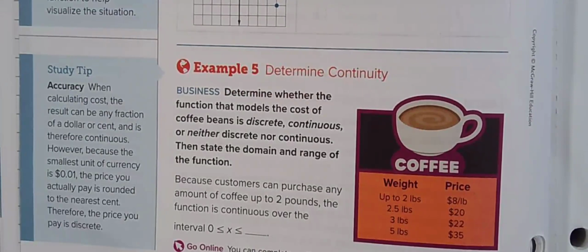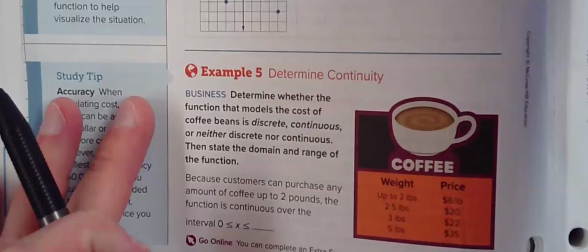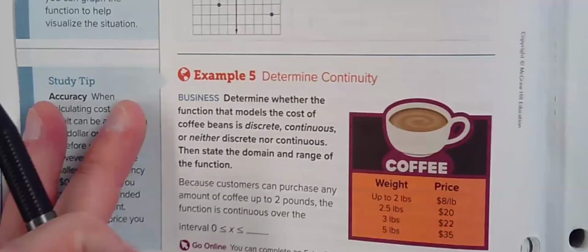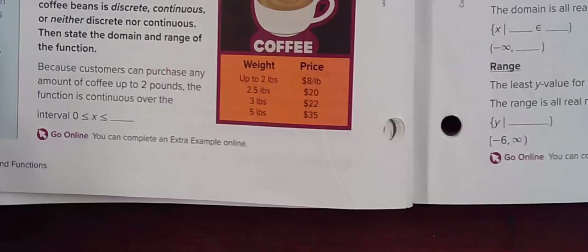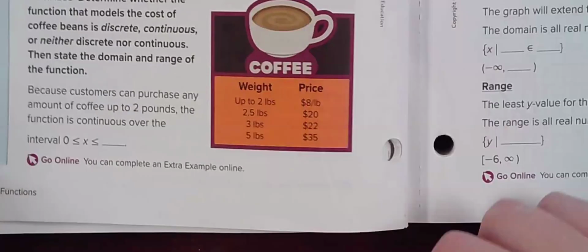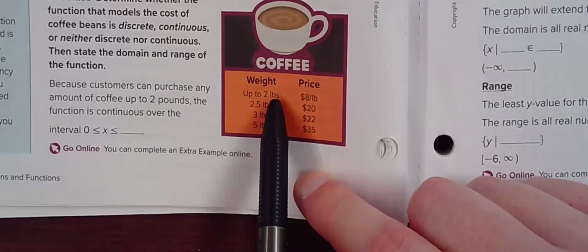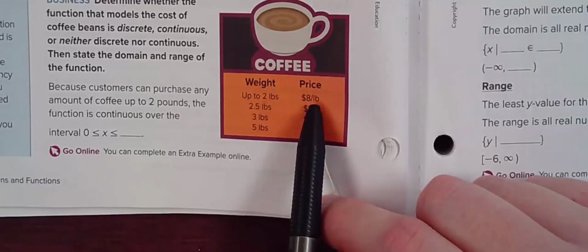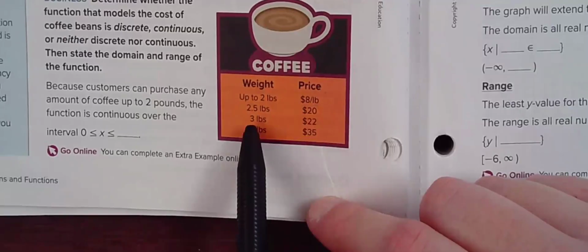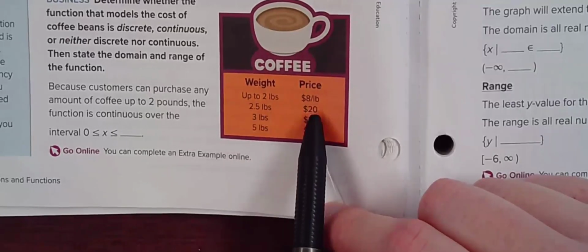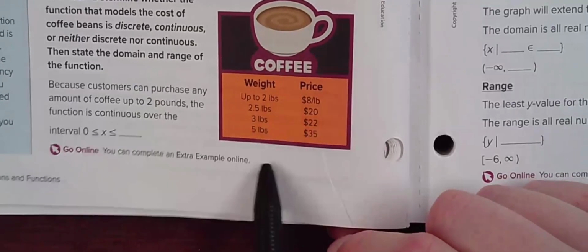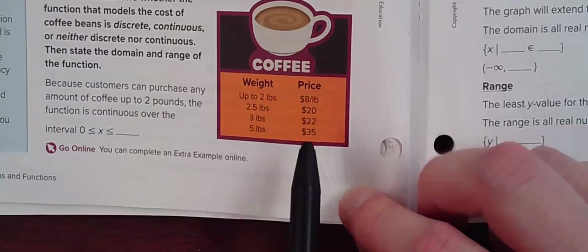So let's look at the table first. If you go to this coffee shop, you're going to see this sign. We're talking about buying coffee beans. If you buy up to 2 pounds, it's going to cost you $8 a pound. If you buy 2.5 pounds worth of coffee, it's $20. If you buy 3 pounds of coffee, it's $22. And if you buy 5 pounds of coffee, it's $35.